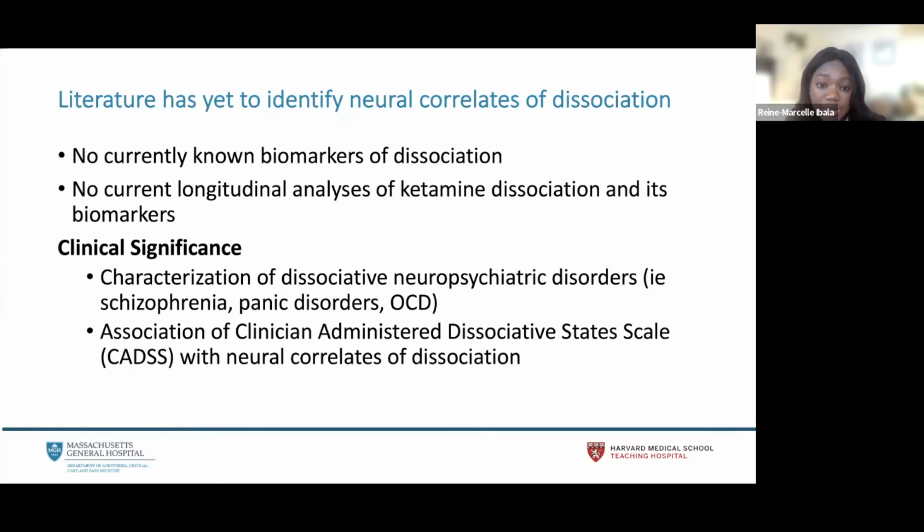The reason why this would be important to look at from a clinical significance standpoint is because having a better understanding of this dissociative state would be able to help us better understand other neuropsychiatric disorders, whether that be schizophrenia or panic disorders or OCD that do end up having dissociative states. And it might also help us to be able to better understand the CADSS, the Clinician Administered Dissociative States Scale, and whether or not neural correlates might be associated with its characterization of dissociation.